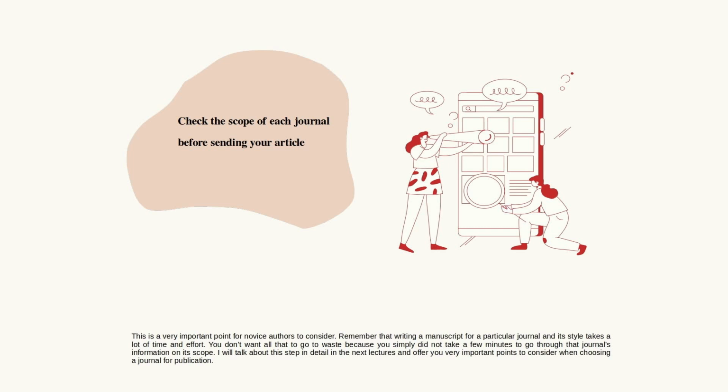Remember that writing a manuscript for a particular journal and its style takes a lot of time and effort. You don't want all that to go to waste because you simply didn't take a few minutes to go through the journal's information on its scope. I will talk about this step in detail in the next lectures and offer you very important points to consider when choosing a journal for publication.